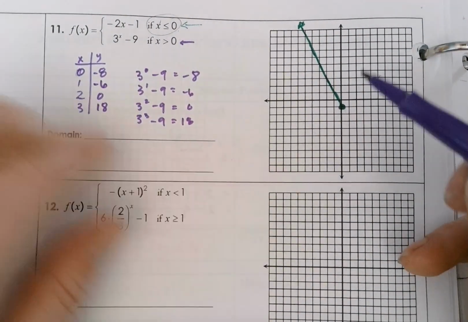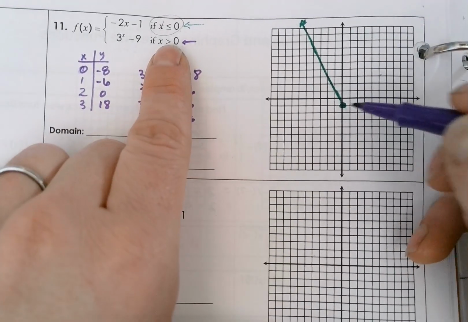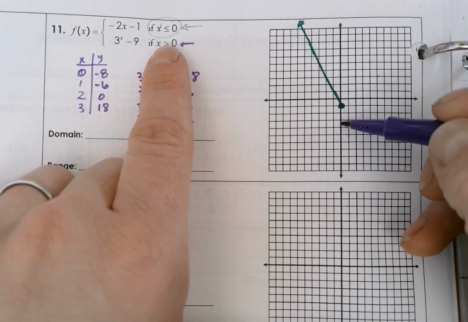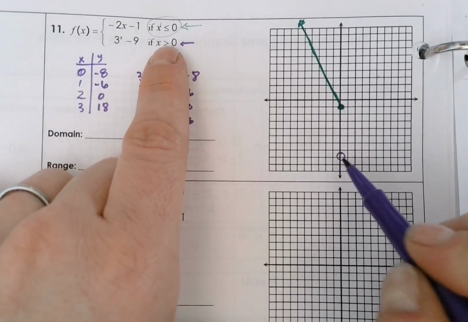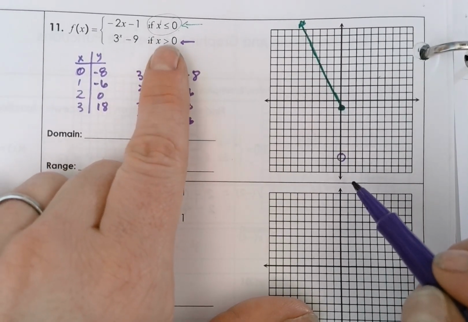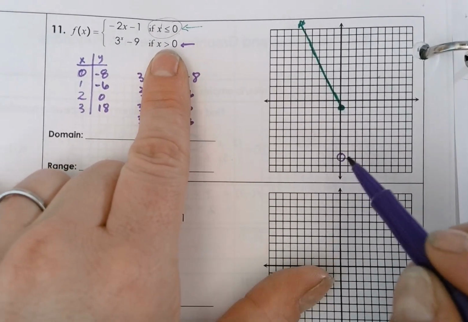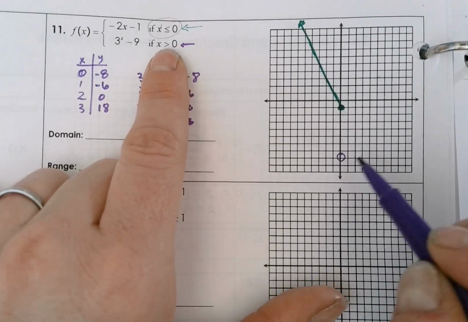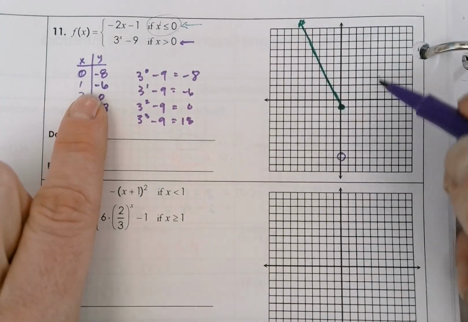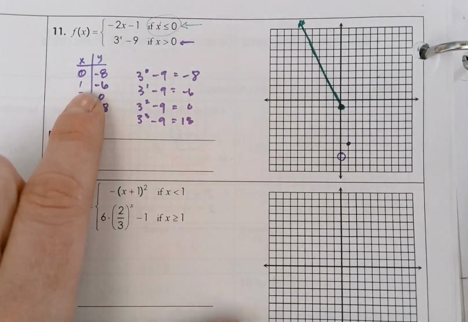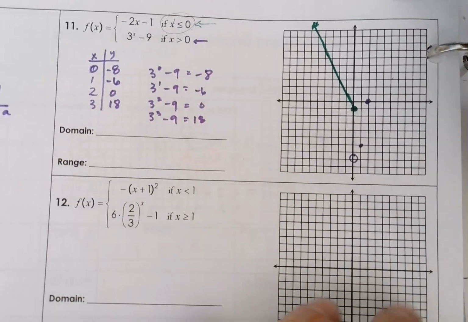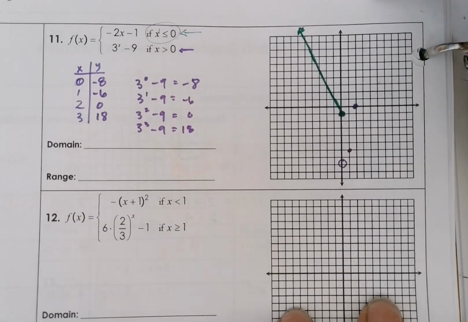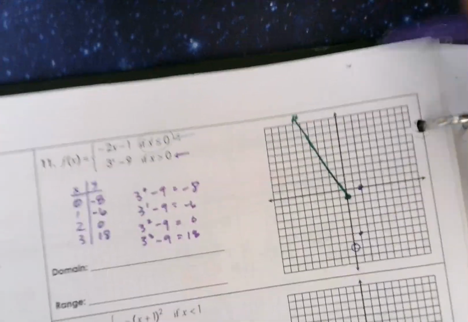Okay, let's graph these. 0, negative 8. It's got an open circle. Need an open circle there because this part of our domain does not include this purple line. Then we've got 1, negative 6. We've got 2, 0. And 3, 18 is going to be way up there somewhere.